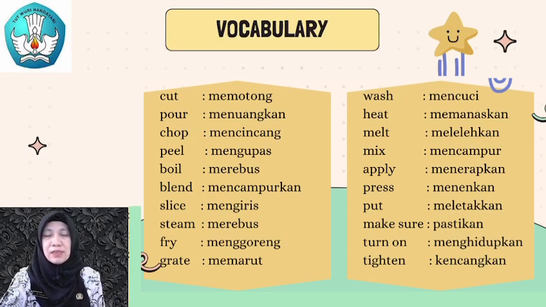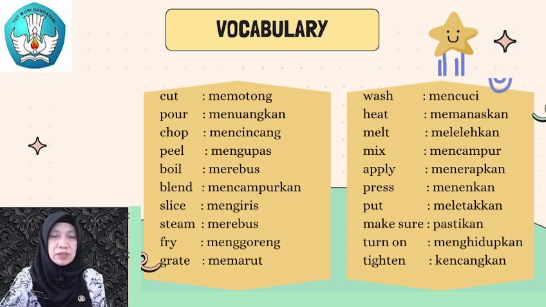This is some of the vocabulary related to procedure text. For example, you can use cut, pour, chop, peel, boil, blend, slice, steam, fry, and grate. And for the manual, you can use wash, heat, melt, mix, apply, press, coat, make sure, turn on, dictate, and so on. This is just an example. You can use other vocabulary.